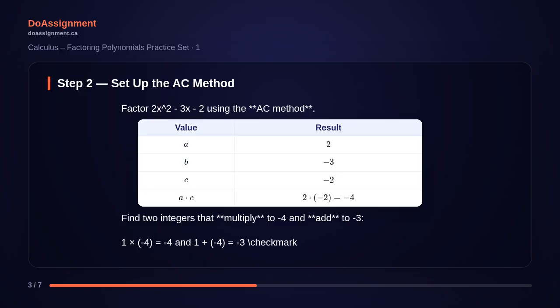To factor the quadratic 2x squared minus 3x minus 2, use the AC method. Multiply the leading coefficient 2 by the constant negative 2 to get negative 4. We need two integers that multiply to negative 4 and add to negative 3. Those numbers are positive 1 and negative 4.